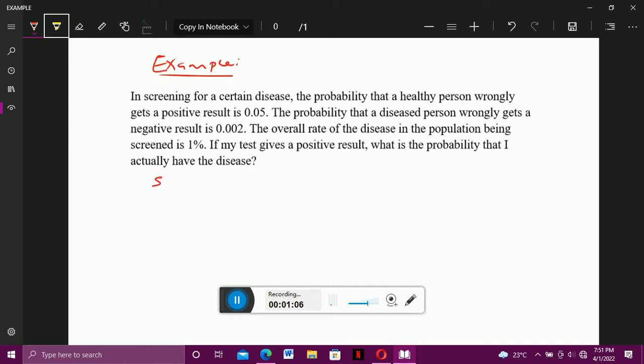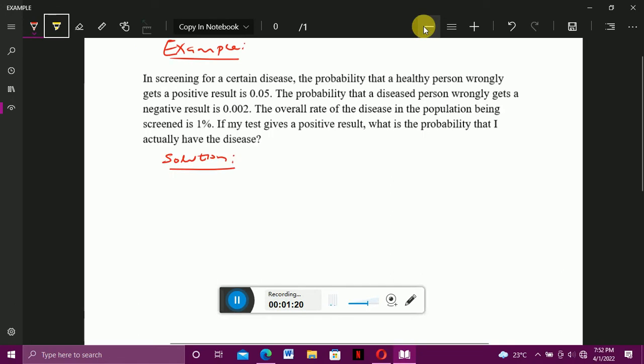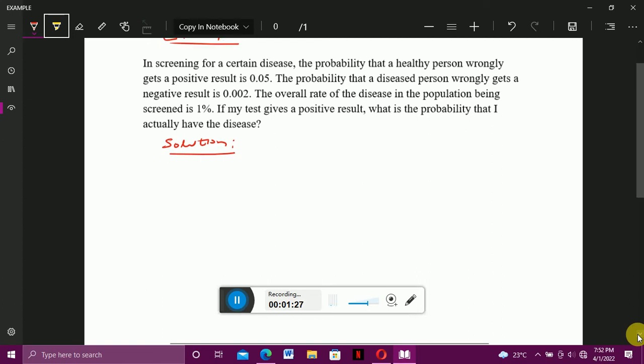So this is a problem that we are going to solve using Bayes' theorem. The first thing we need to note is that we have a set of mutually exclusive and exhaustive events: the event of having the disease and not having the disease.